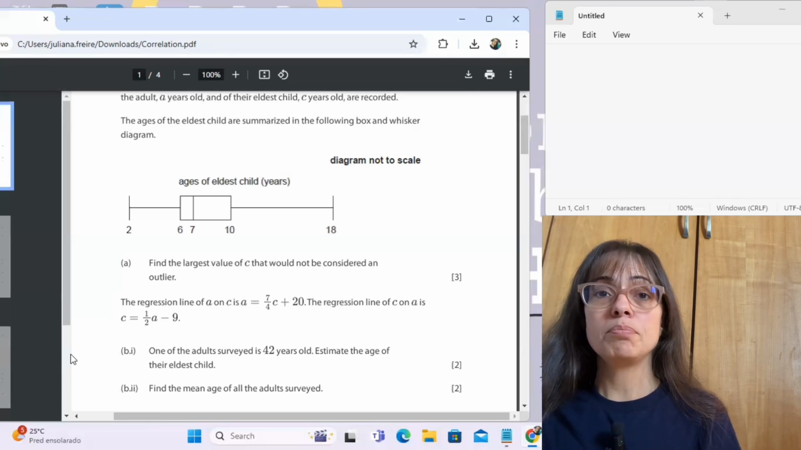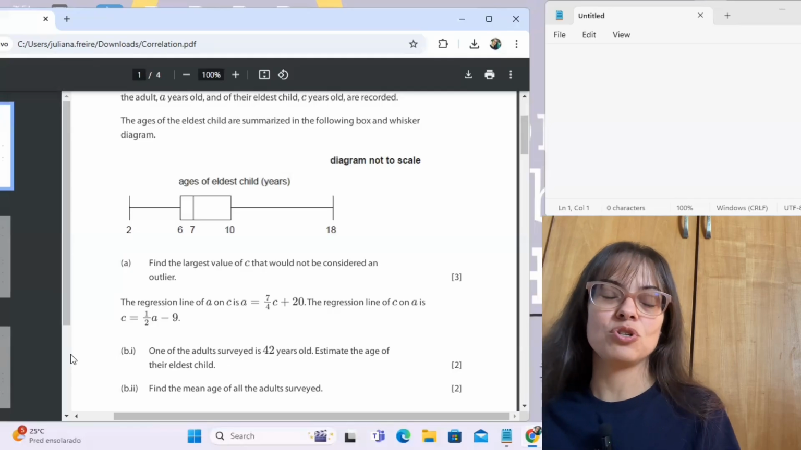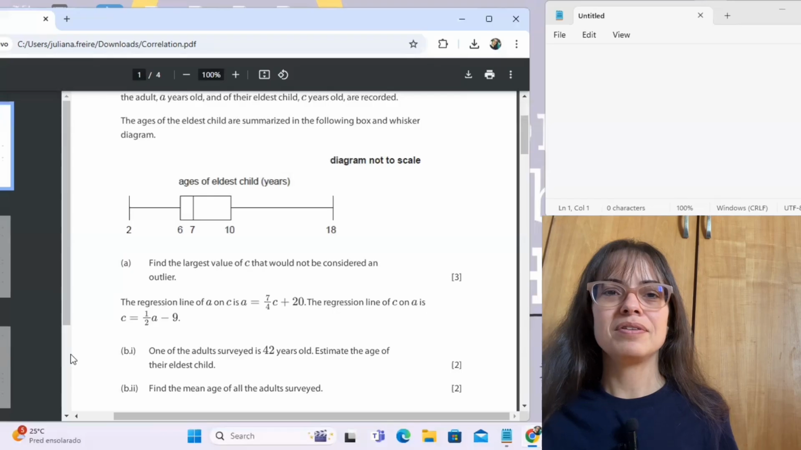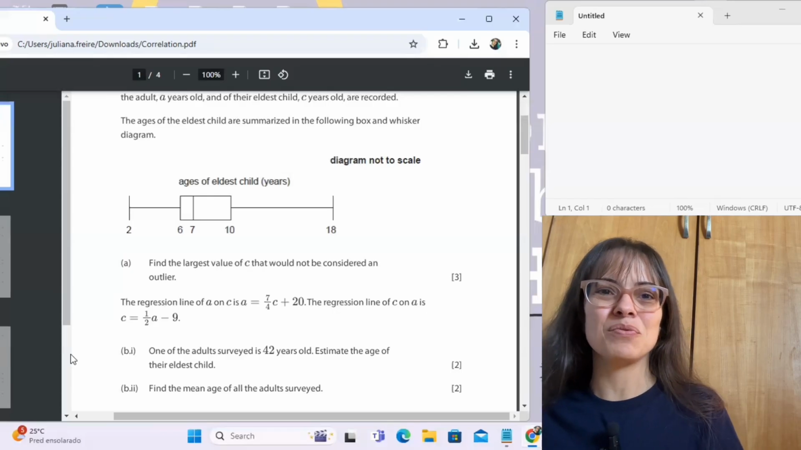And then you know that the mean age of the adults is going to be the A in the solution of that system. If you wanted the mean age of the children, you would also get the C from the solution of that system of equations.